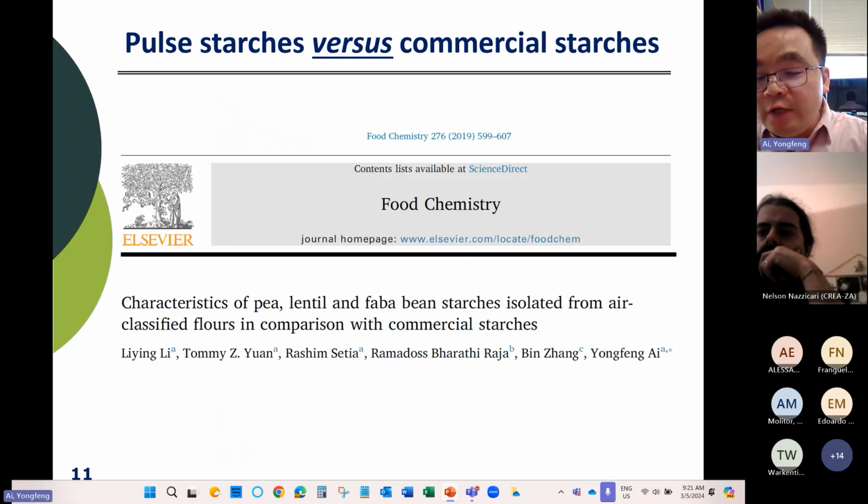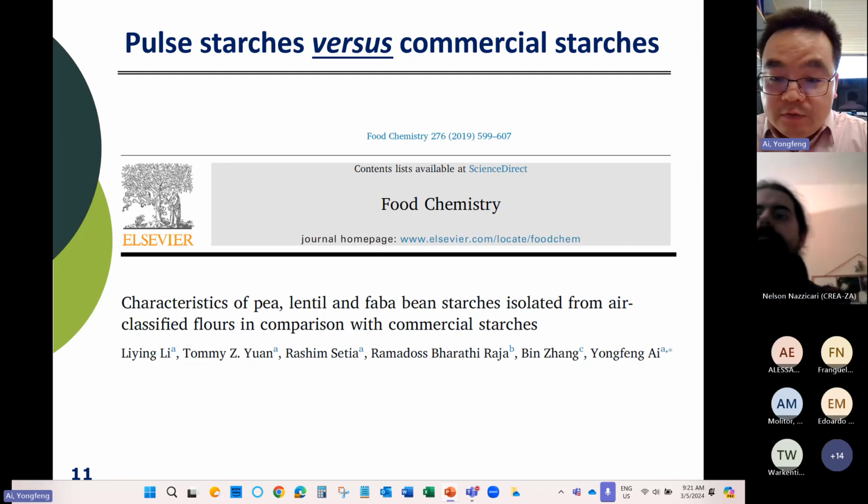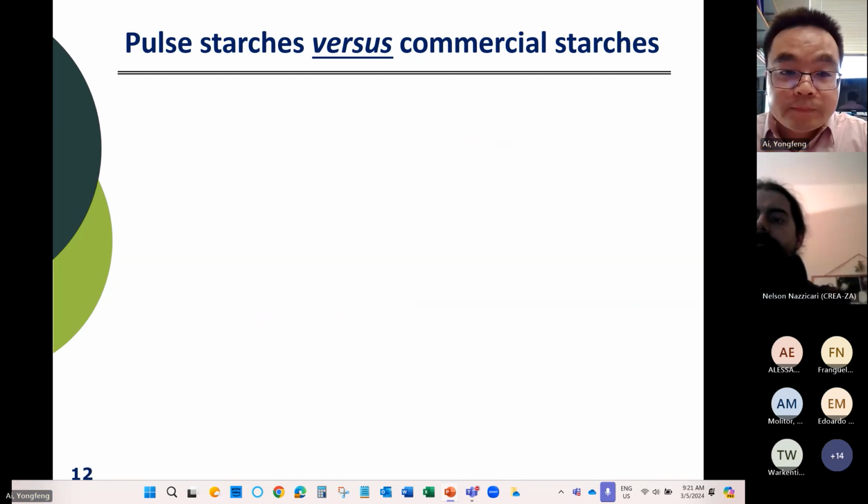So after sharing with you some of the background information about starch chemistry, I want to share with you some of the unique functional and nutritional attributes of pulse starch. Actually, in 2019, the first MSc student in my program published this paper in Food Chemistry. In this paper, we characterized pea, lentil, and faba bean starches and compared them with the other starches available in the market as a very important source of the different starch for various applications.